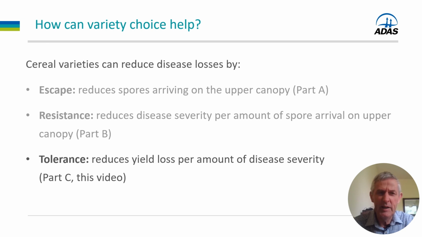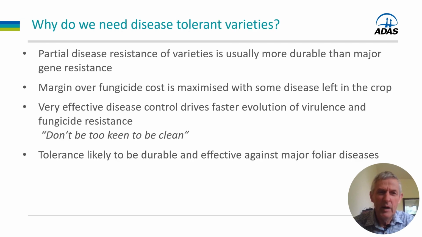So the first question is, if we have good escape and we have good resistance and also we have effective fungicides to reduce disease, why do we need tolerance? And there are 4 reasons for this. The first, as we saw in an earlier video, is that the type of host resistance of varieties that's most durable and likely to be reliable is a form of partial disease resistance, so it's not providing complete control of the epidemic.